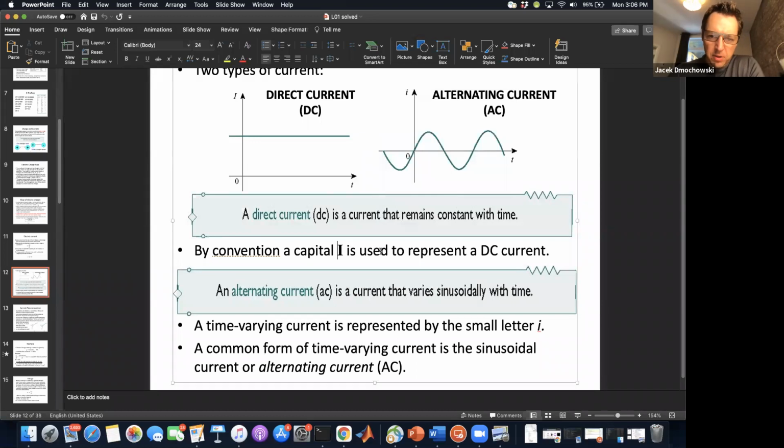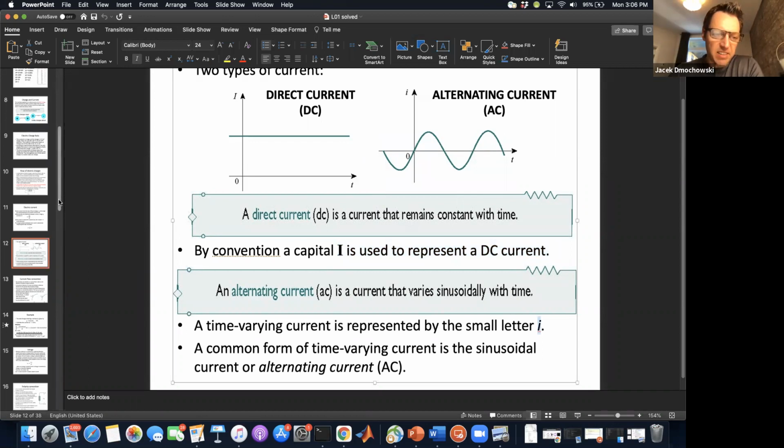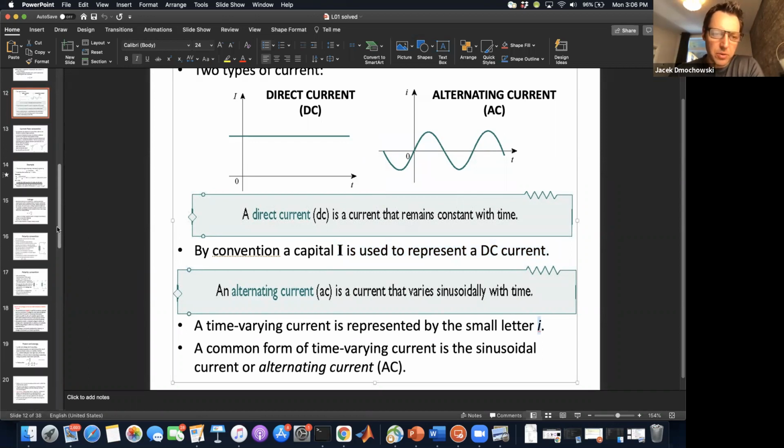So we use capital letters in this course to denote DC current, and voltage for that matter, and we use lowercase letters to depict time-varying or AC current. There are many conventions in this course, so you will have to keep those in mind.